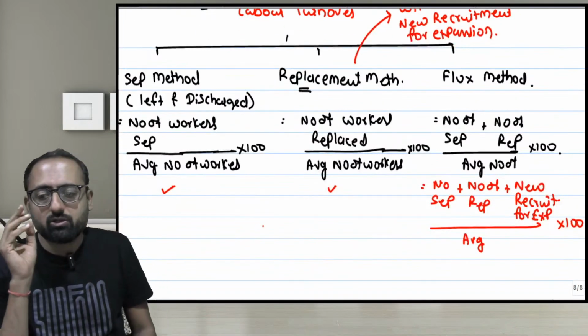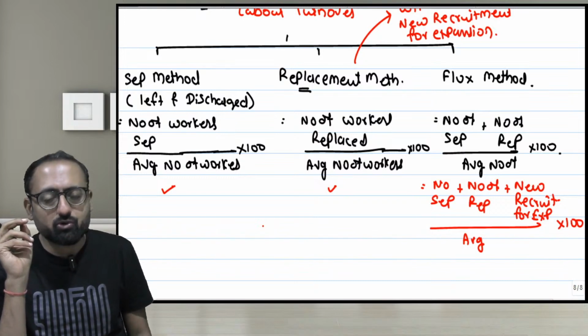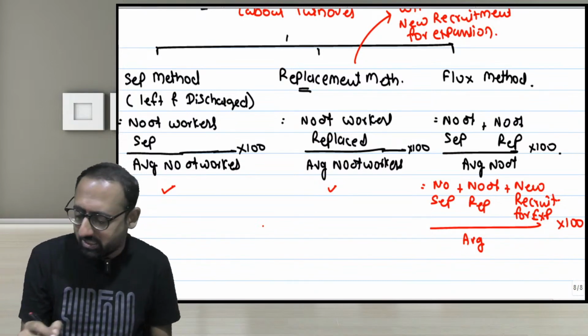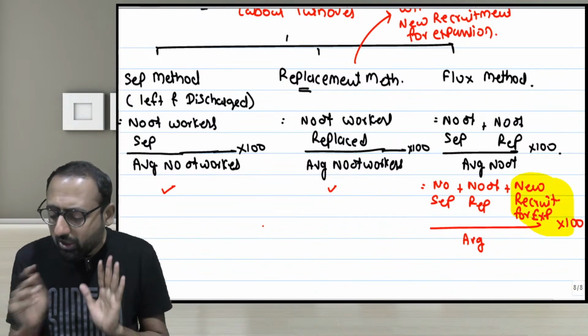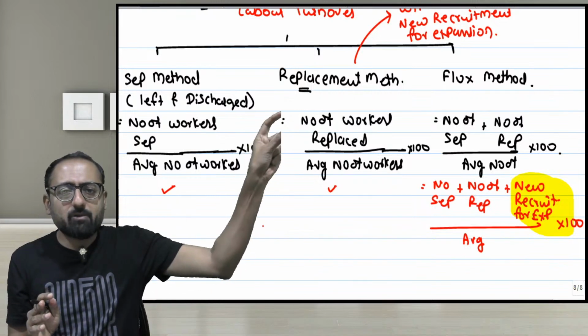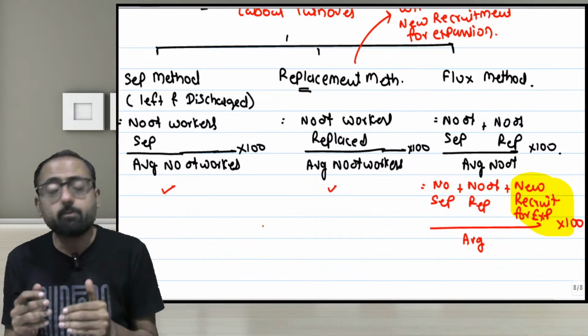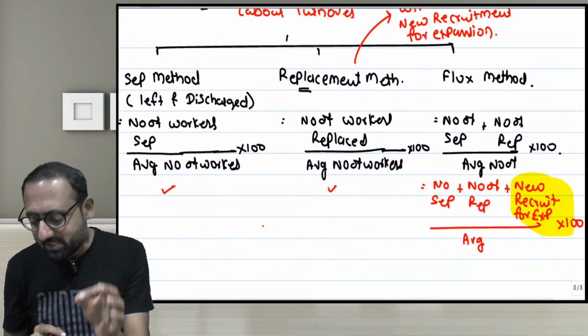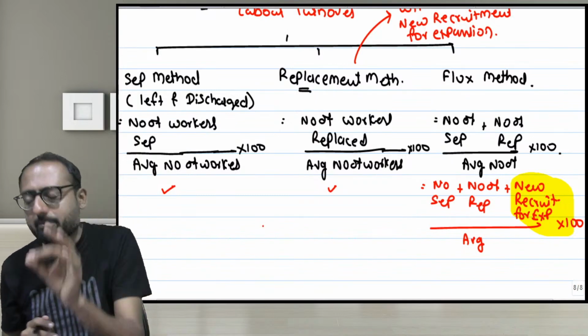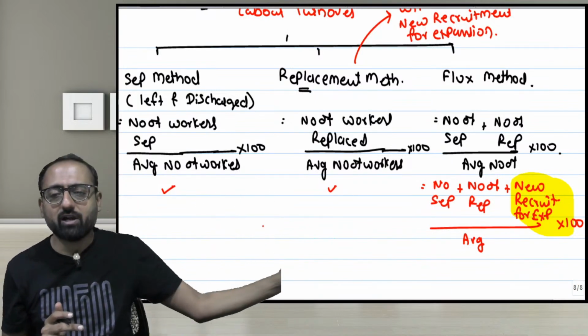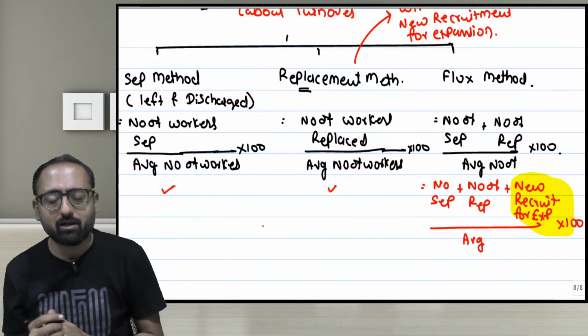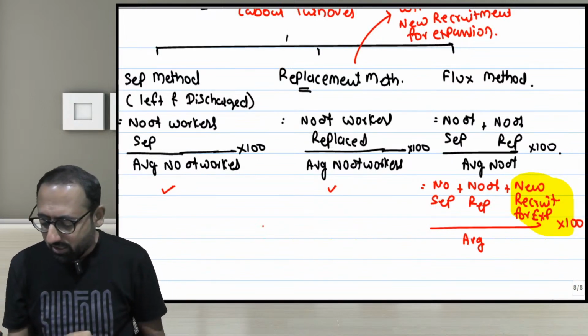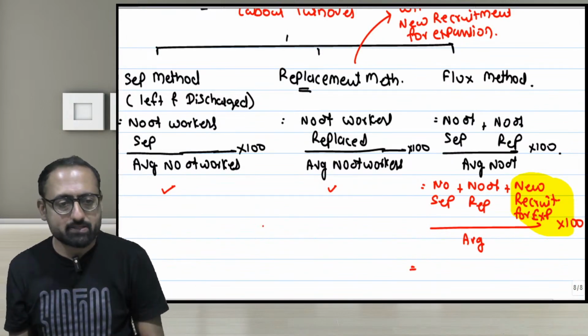So you'll have to read the question carefully. If in a question new recruitment for expansion is given, then only the flux formula will change. Replacement will not include new recruitment for expansion. Okay, only the flux formula will change: number of workers separated plus number of workers replaced plus new recruitment for expansion, divided by average number of workers, multiplied by 100.